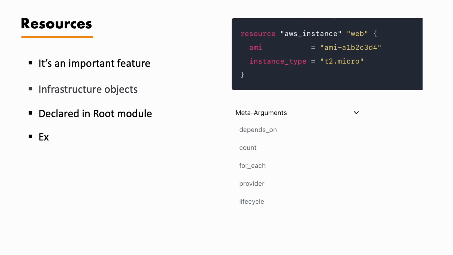And we have some meta arguments which can be used for all of the resources. With this, we will be able to perform some extra operations. For example, let's say we want to create multiple EC2 instances. Then we can rely on the meta arguments like count and for each.